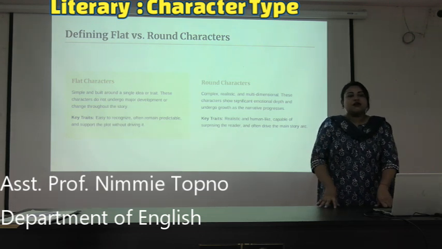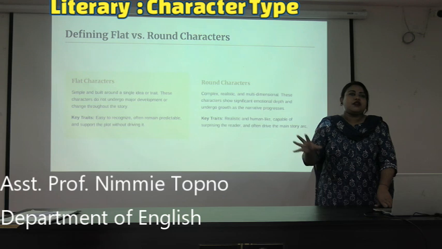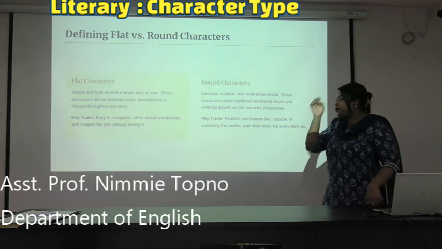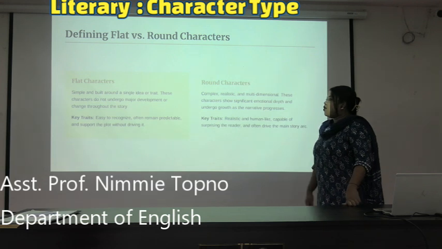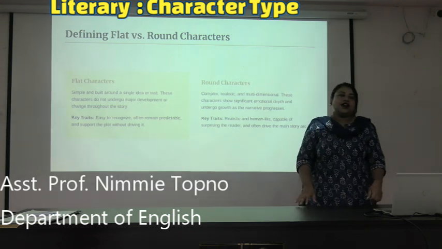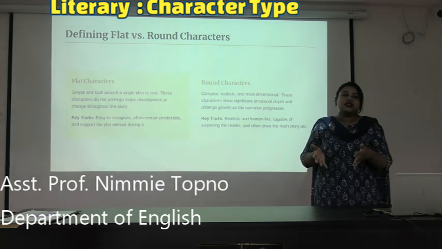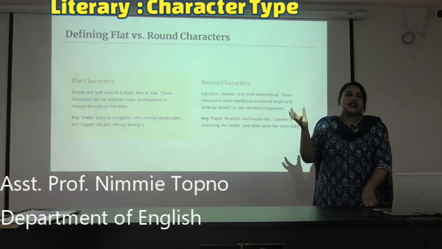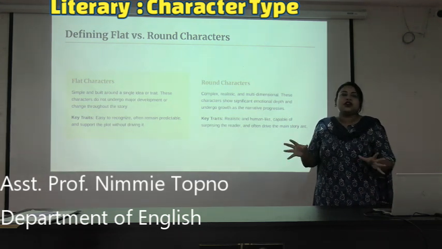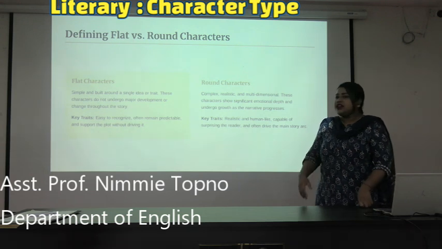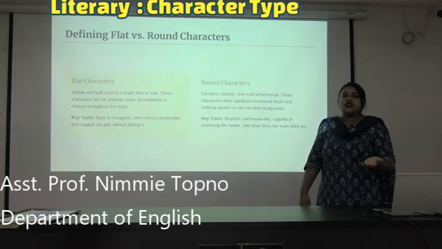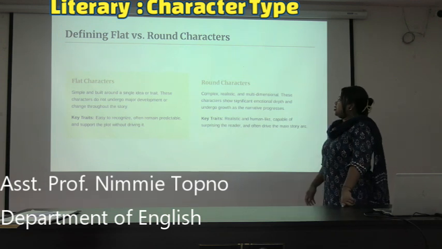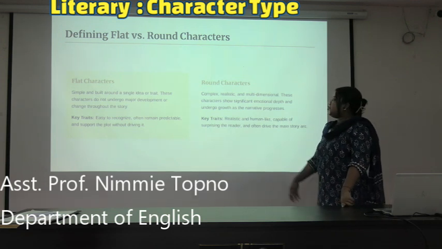Why can it be predicted? Because we know that he is not capable of doing much. This is his role, he has been assigned for this, so that is it. Now, the third thing, support the plot without driving it. It means that he does not do much in supporting the plot or taking it to the climax and then the denouement and everything, the Freytag's pyramid. He does not change much in it. He is just there, as I said, to support the plot without changing it. Whereas we come to the round characters. These characters are what? Read.